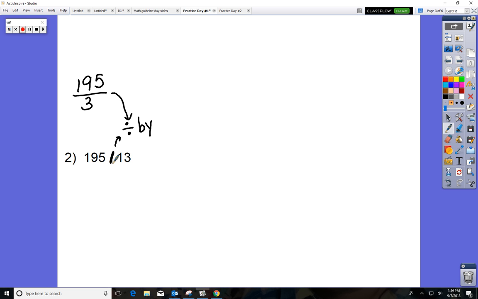So what I'm going to do is set this up as a long division problem. I'm going to take the first number written and write it down.